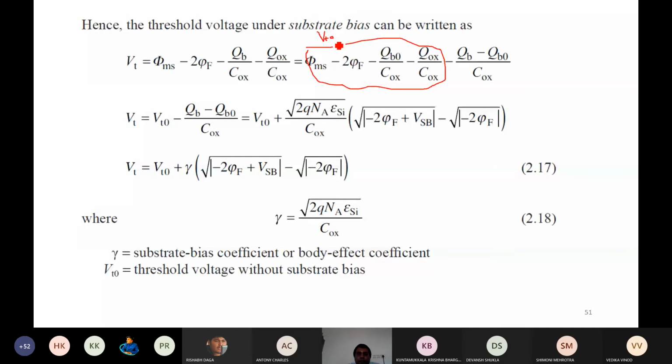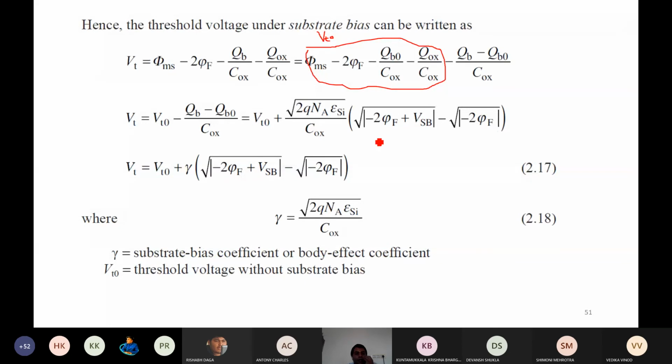VT0 means it is the zero bias threshold voltage, meaning the body is at zero bias, and then this was the threshold voltage. But if the body is having some bias, then an additional term also comes into the picture. So this is simplified as VT equal to VT0 minus QB0 by COX, and the calculation of QB and QB0 we have already done. So we substitute VT0 under root Q NA epsilon psi by COX under root minus 2 phi f plus VSB minus 2 phi f mod of 2 phi f.